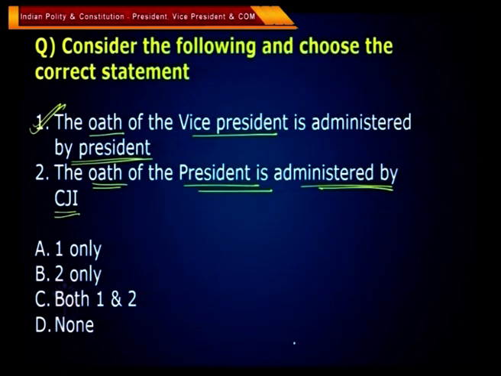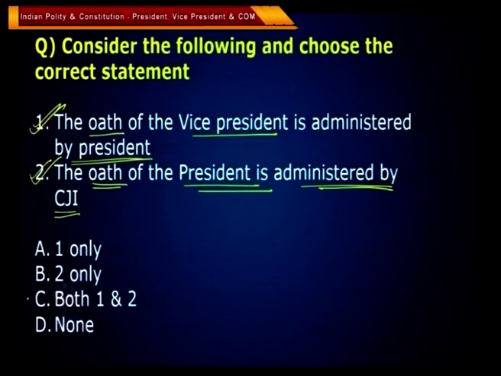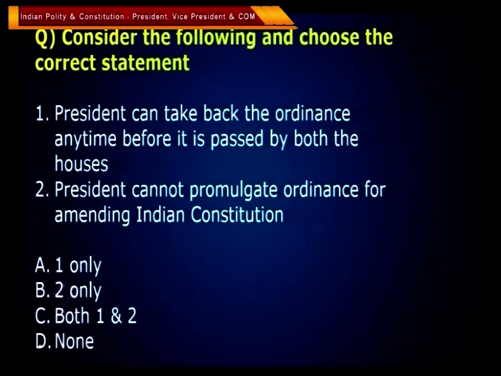The oath of the President is administered by CJI. This is also a correct statement, but let me elaborate this for you. The oath of the President of India is administered by the Chief Justice of India or the next senior most judge in his absence. If the Chief Justice of India is absent, the next senior most judge will administer the oath of the President of India. So answer is C. Very good. Next question. Right.